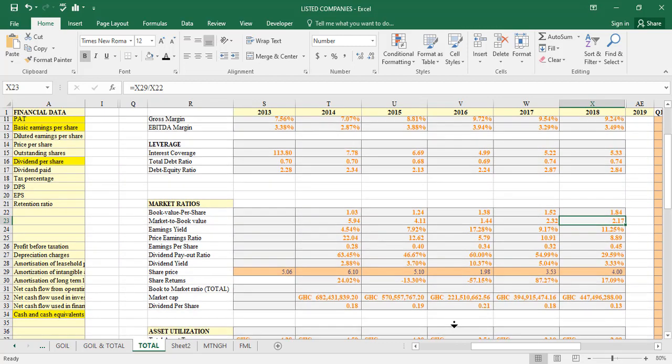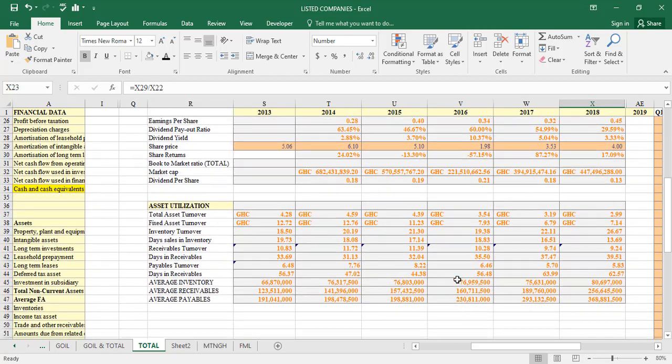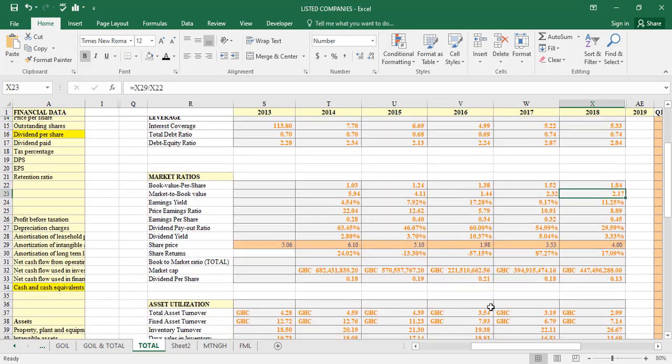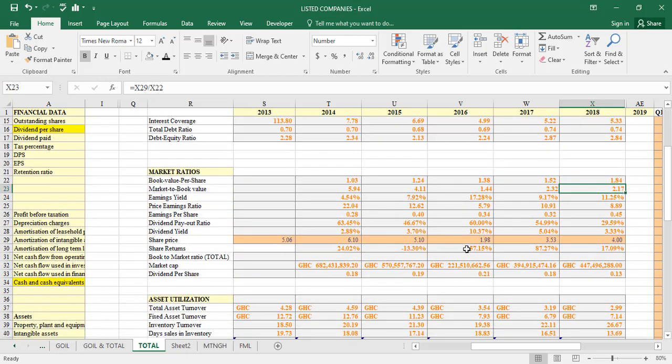In our next video, we are going to do that of the asset utilization, focusing solely on how the company has efficiently utilized its assets. This has been Prosper Apanye of Young Investors Network, and today our focus has been on Total Ghana, using market ratios to analyze their performance.